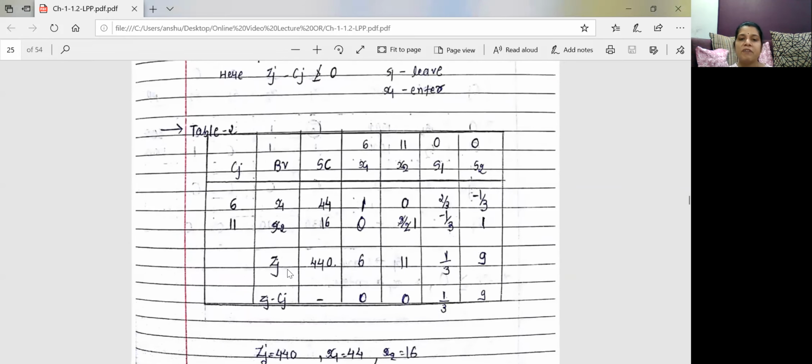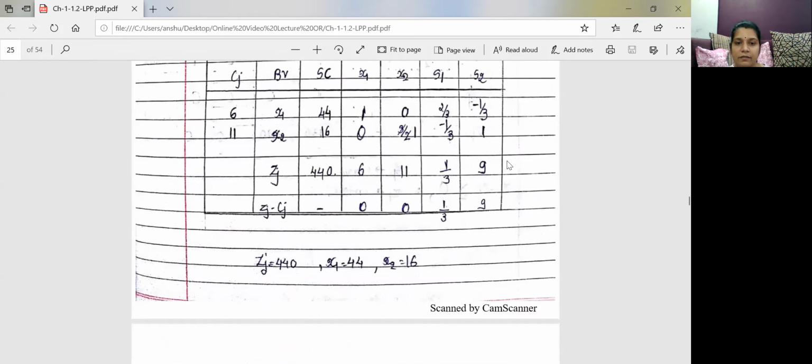Again we find the ZJ. So what is the method of finding the ZJ? 6 into 44 plus 11 into 16, then we get 440. 6 into 1 plus 11 into 0, 6. 6 into 0 plus 11 into 1, 11. 6 into 2 by 3 plus 11 into minus 1 by 3, 1 by 3. Or 6 into minus 1 by 3 plus 11 into 1, so we get 9. Okay.